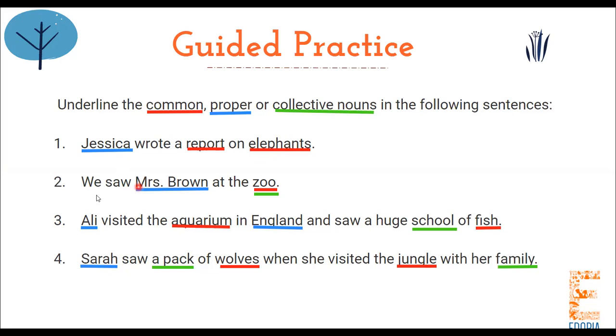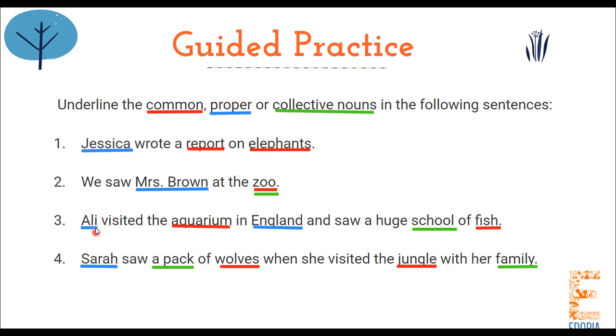Now, in the next sentence, we saw Mrs. Brown at the zoo. Now, Mrs. Brown in this sentence is basically a proper noun because we are referring to a particular person at the zoo. Now, zoo can also be a common noun because it is any place, and it can also be a collective noun because there are many animals living inside a zoo.